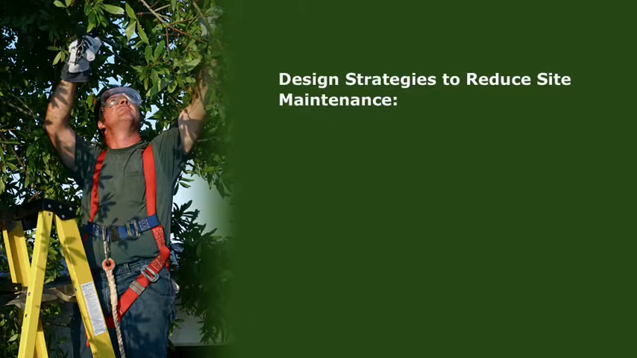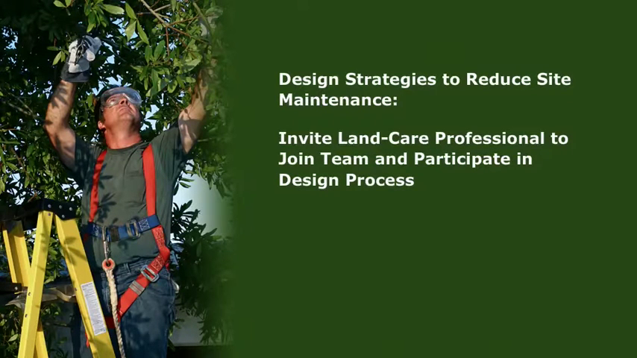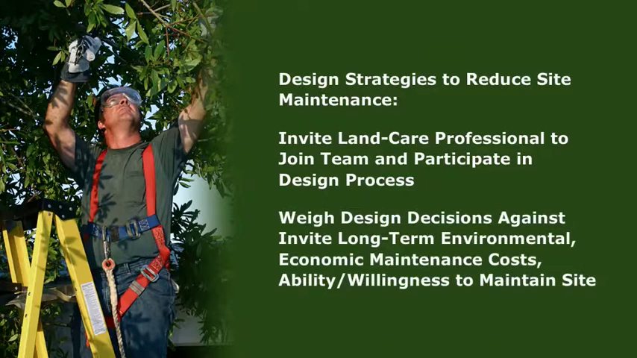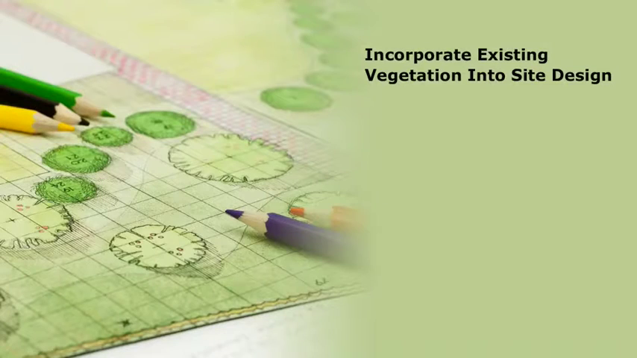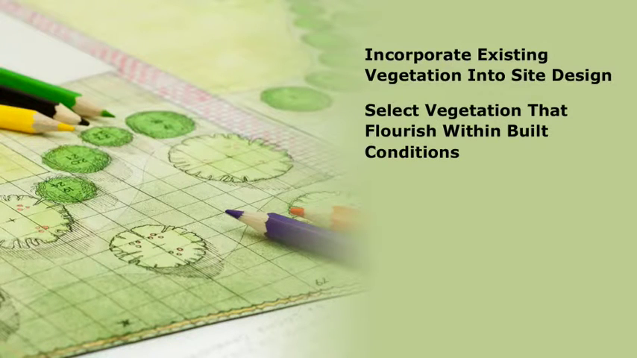Design strategies to reduce site maintenance and the release of harmful air pollutants include the following. Invite a land care professional to join the project team and participate in the design process. Weigh design decisions against the long-term environmental and economic maintenance costs and the ability or willingness of the client to maintain the site sustainably. Incorporate existing vegetation into the site design to minimize energy use and maintenance during the installation and establishment of new vegetation. Select vegetation that can flourish within the built conditions of the site and once established requires minimal maintenance.